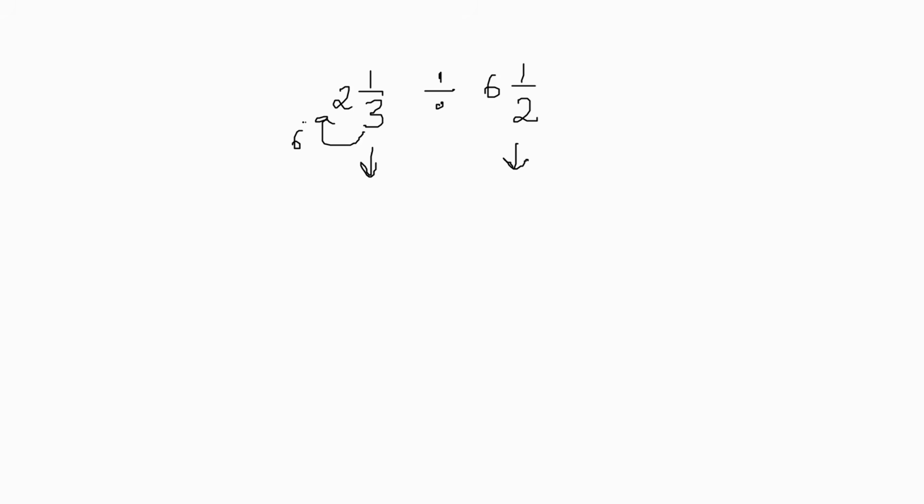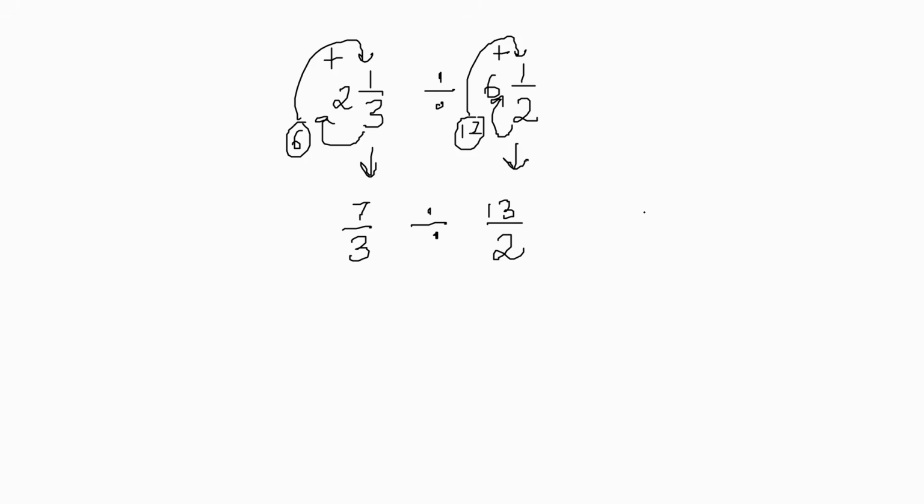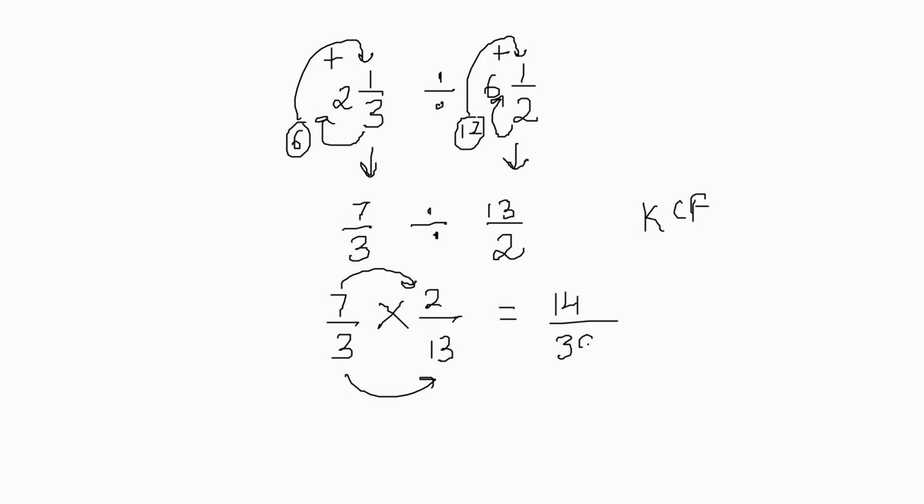3 times 2 is 6. 6 added with 1 will become 7. So it is 7 by 3 divided by, 2 times 6 is 12 and 12 plus 1 is 13, so it will become 13 by 2. Again, we'll follow the rule of KCF, that is keep the first fraction as it is, 7 by 3, change the operator sign which becomes multiplication, and then flip the second fraction that becomes 2 by 13. Now we're going to multiply numerator with numerator and denominator with denominator, so it will become 14 by 39.